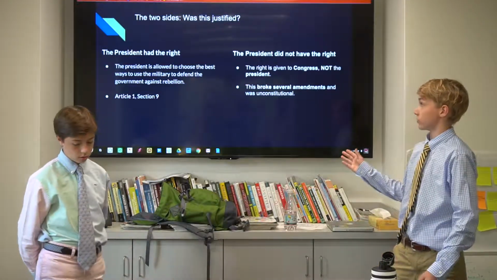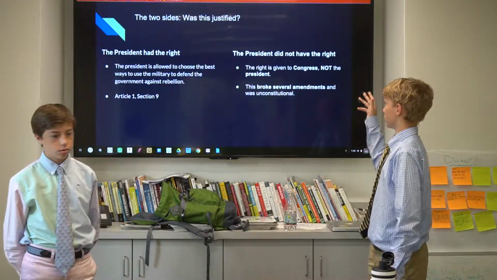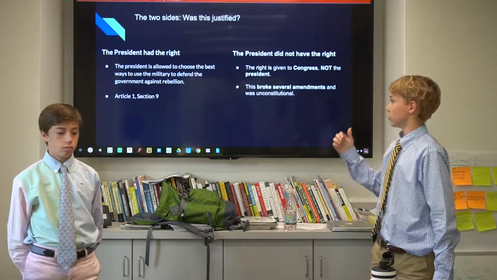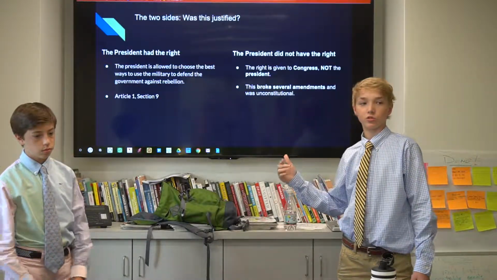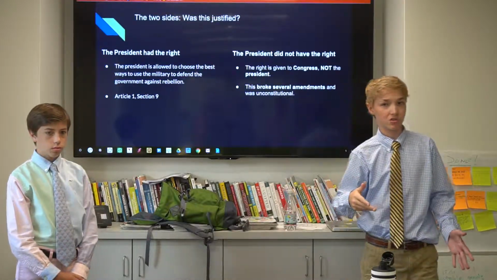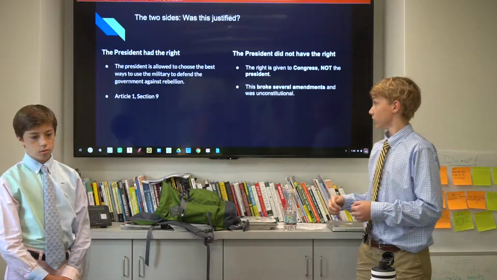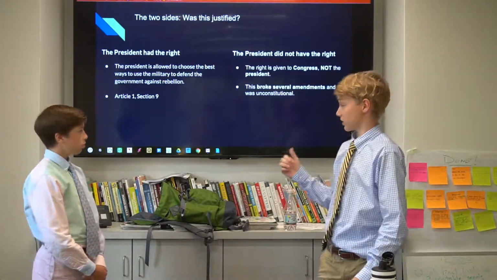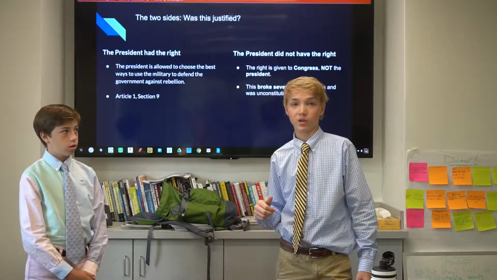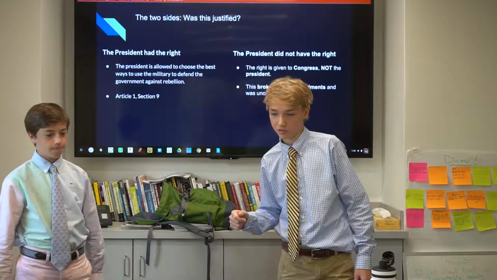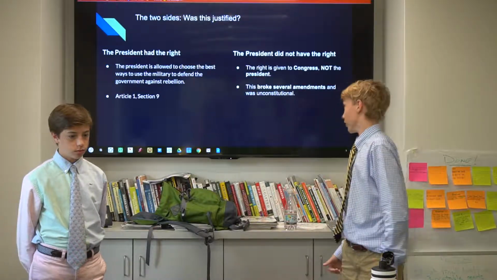Alright, so the two sides of the argument. On the left, the president had the right to suspend habeas corpus, and on the right, he did not. In favor of the president, he is technically allowed to choose the best way to utilize his military to defend the government against invasion or rebellion. Also, Article 1, Section 9 of the Constitution says that the president is authorized to suspend habeas corpus if public safety is in danger, which it kind of was, seeing as there was a civil war going on.